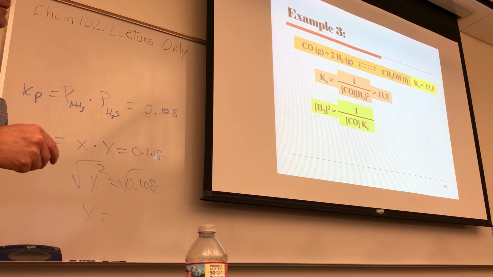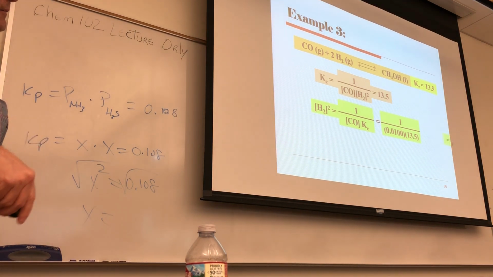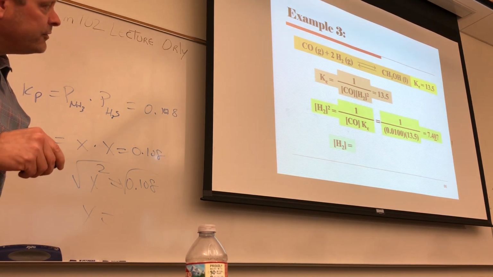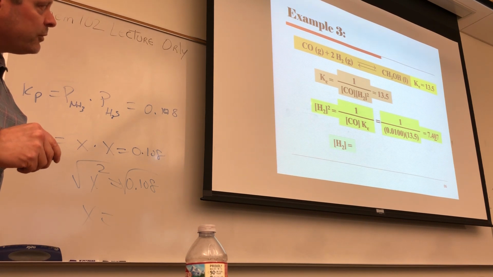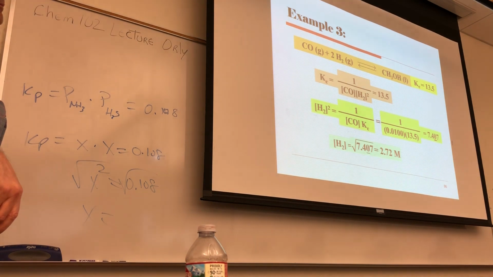Everybody's okay with this, of course? All I did was move this up and move that down as I crossed sides. I know the Kc, I know the CO concentration. I could plug those in, 1 over that. And I could just take the what? The square root of this and the square root of that. So this is just 1 over this, gives me this, and then the square root of that and the square root of that gives me 2.72 molar. I didn't need to use an ice chart here. This was an easier problem.